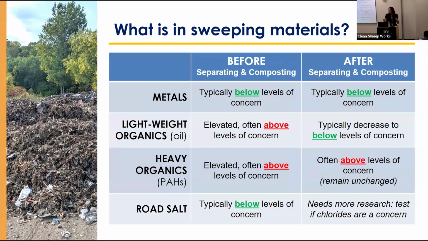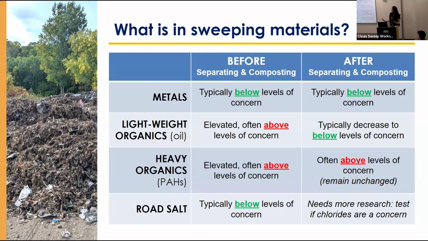Before you do separating and composting, there are some things to be concerned about. If you just look at those raw street sweeping materials, one of the things that people look at is the metals. Typically, and this is not in all circumstances, your metals are going to be below the levels of concern in those raw materials. Your lightweight organics, including those oils, are typically going to be elevated above the levels of concern. Your heavy organics are also going to be elevated, and we're talking about those PAHs. And then road salt, again, in those raw materials, is going to be below the levels of concern.